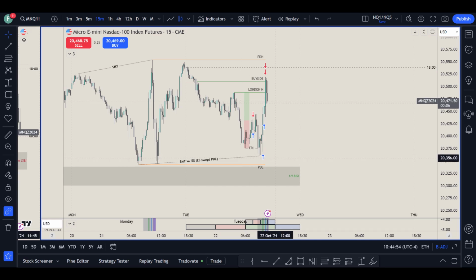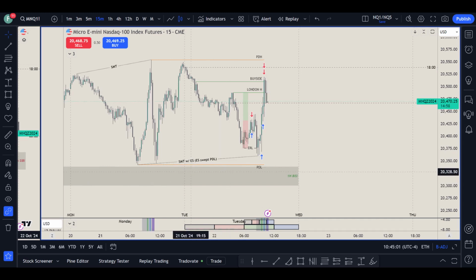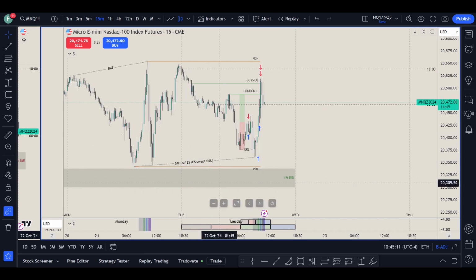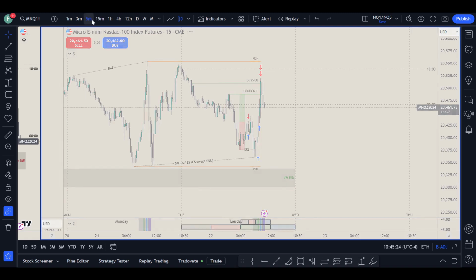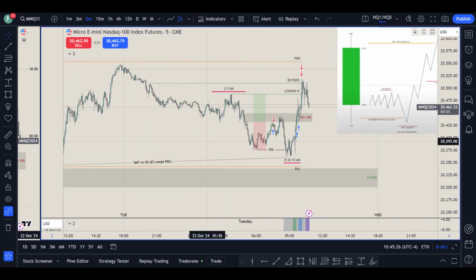But on ES, we swept previous day low. So that's important. Previous day low was swept on ES, which forms SMT. So now that's one confluence we have, SMT. Now I'm looking for a change in state of delivery higher, a retest into a breaker or fair value gap, and then target buy side. Okay, so now that we have SMT, let's dive into the 5 minute, see what we've got here.